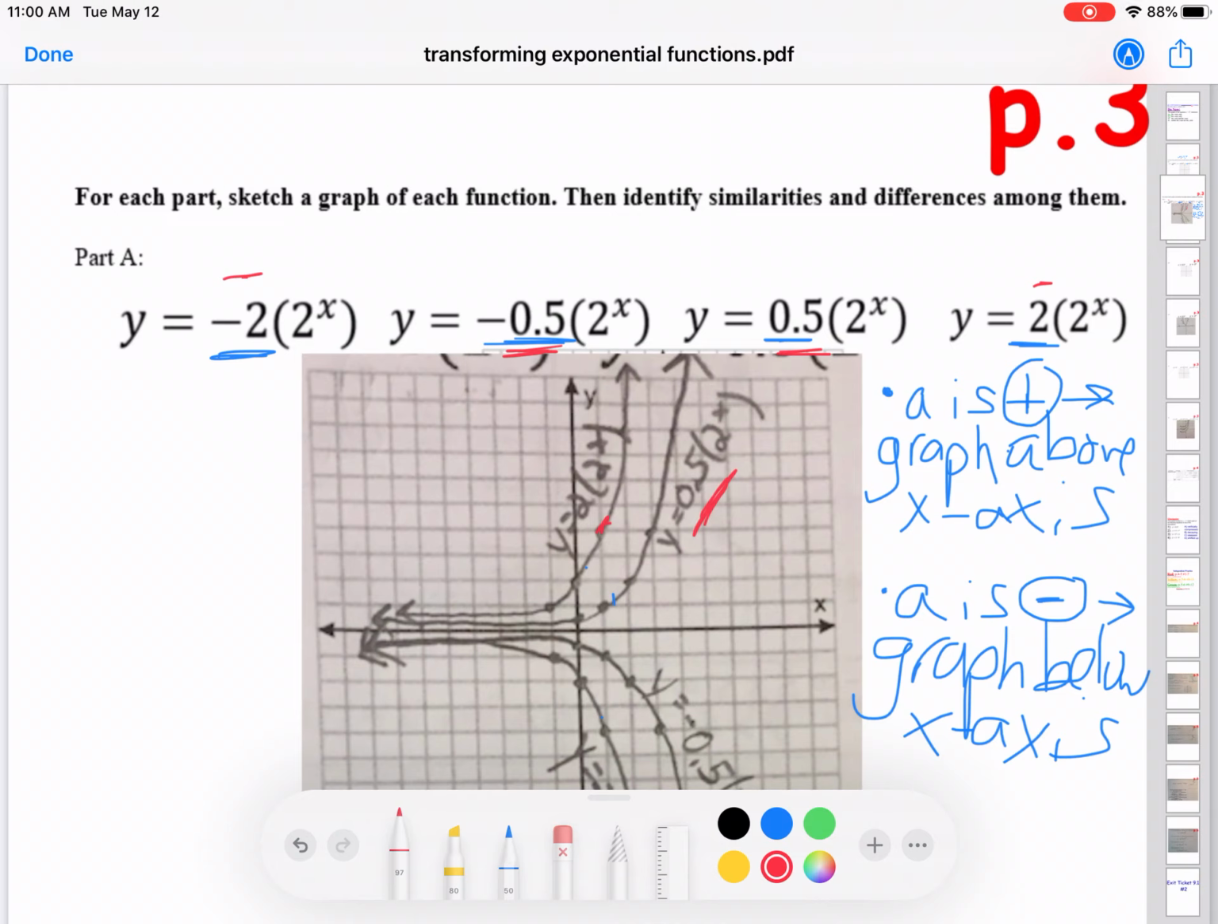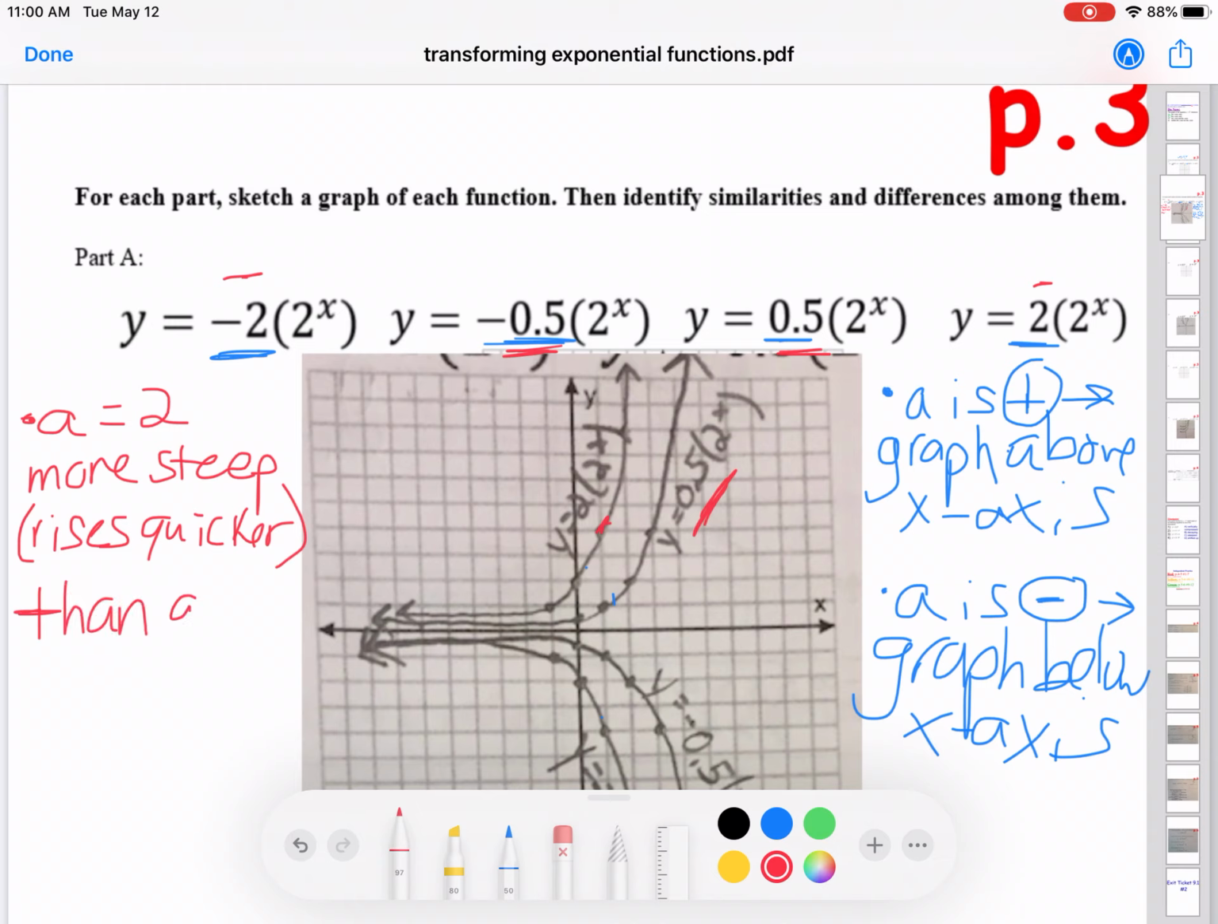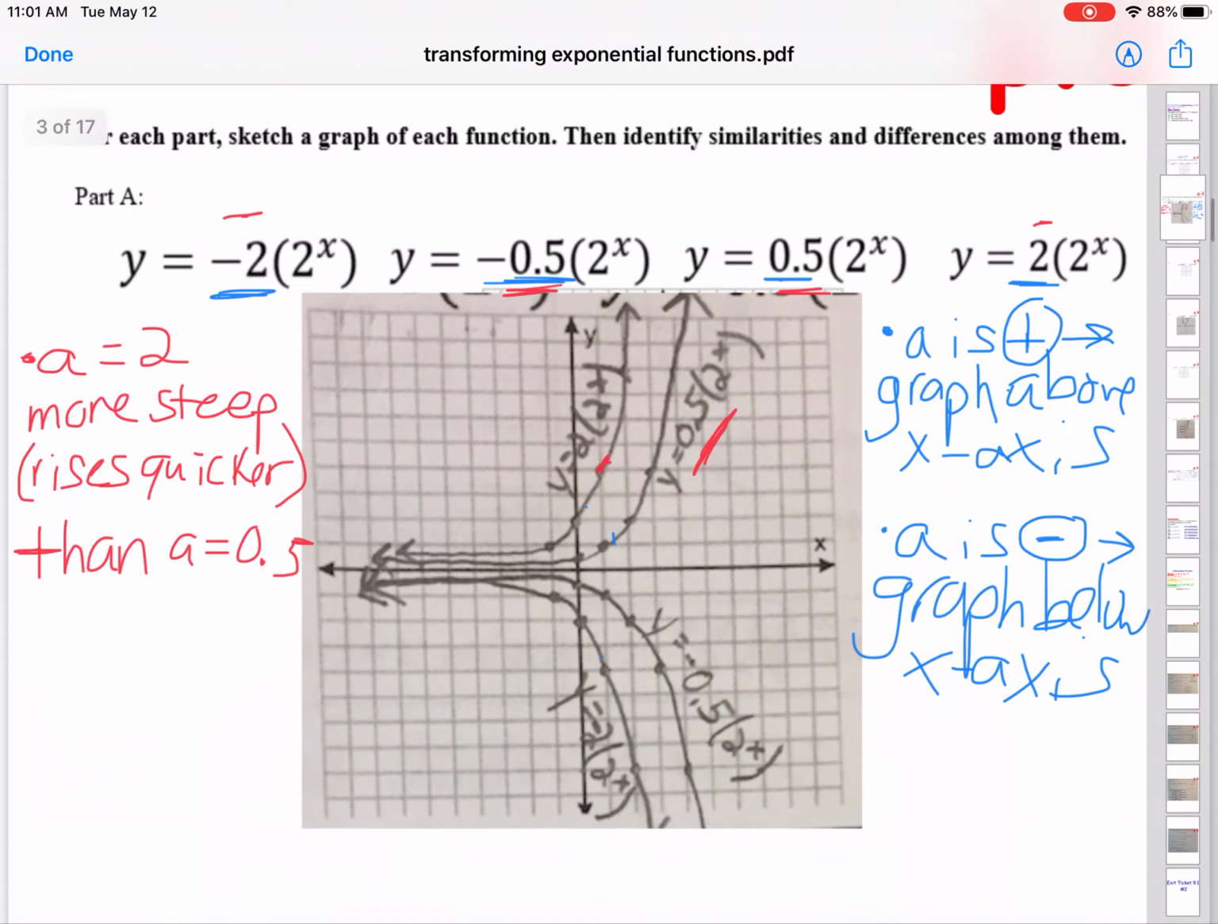So something else that we can summarize is that when we have an a value of 2, that means that the graph is more steep. Which again, what does that look like? That means that it rises quicker, meaning it goes up closer to the y-axis a lot faster. And that's more steep than when the a value was 0.5. So we see here that the a value can basically do 2 things to the graph. It can make it be either above or below the x-axis, and it can make the graph more or less steep. Let's take a look at activity B.